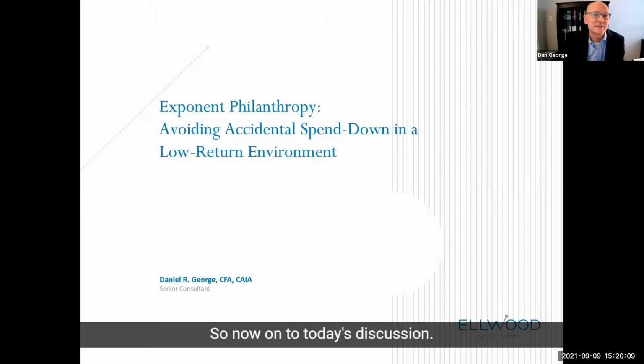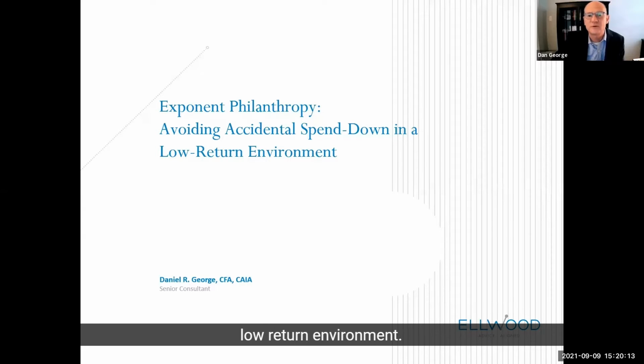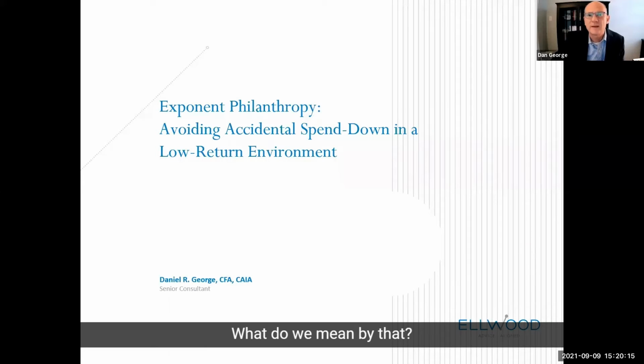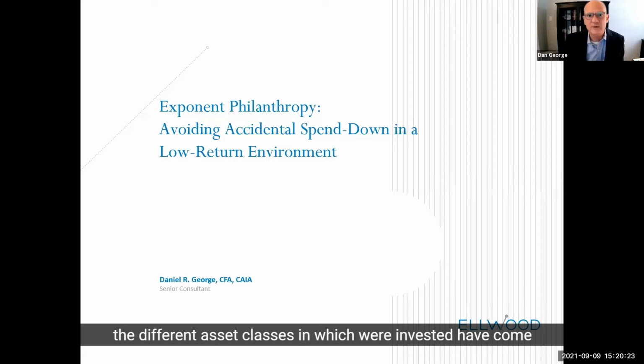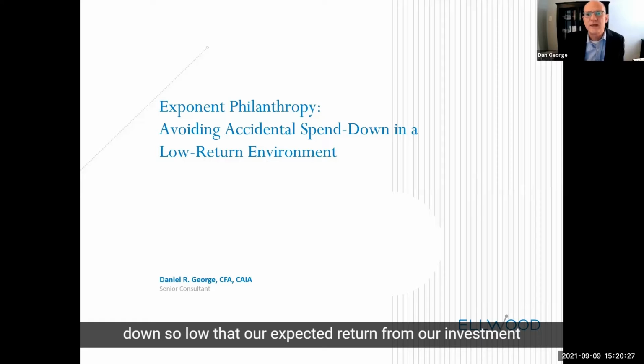So now on to today's discussion. Avoiding the accidental spend down of your foundation in a low return environment. What do we mean by that? We're basically talking about spending more than we're making because the capital market assumptions that we have for all the different asset classes in which we're invested have come down so low that our expected return from our investment portfolio, just from an asset allocation perspective, is not enough to satisfy our investment objective.